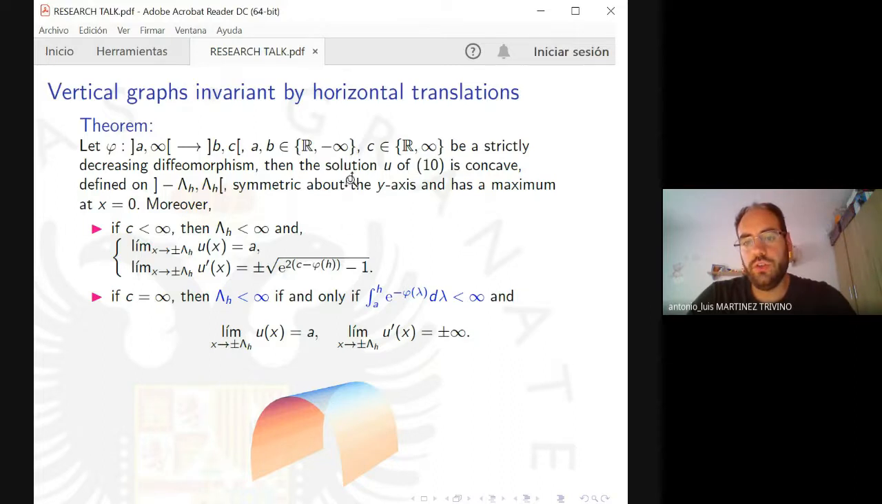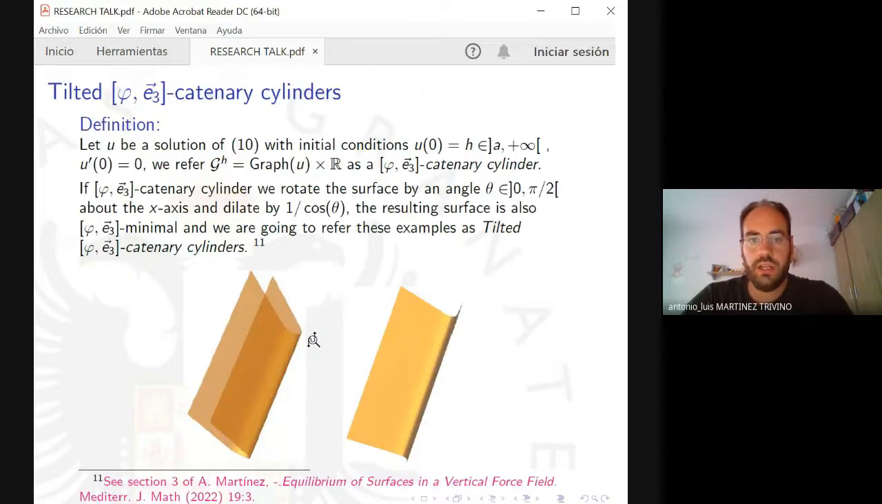Okay. On the other hand, if C is equal to infinity, we recover the previous result, namely this function U is defined over a bounded interval if and only if this exponential is integrable, and moreover, this function U cuts orthogonally the planes Z equal to A. The cylinder associated to this function U will be called phi3 catenary cylinder.